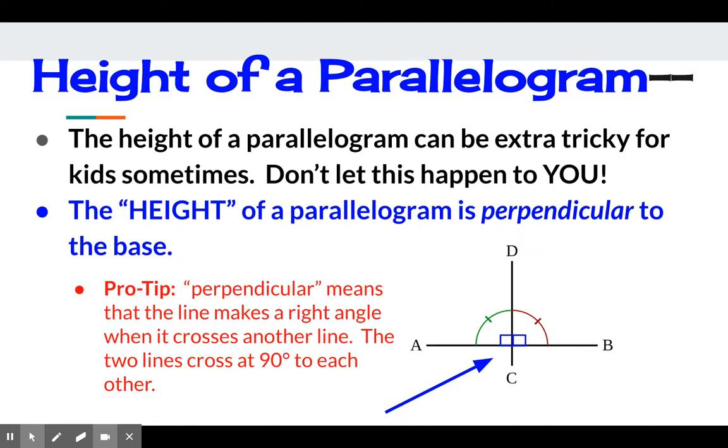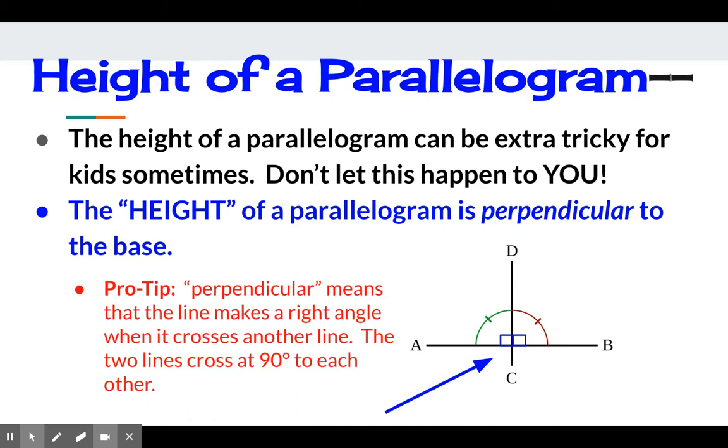All right, the height of a parallelogram. I tell you what, the base of the parallelogram is pretty easy. Most people have no trouble with that one. But the height of the parallelogram can be extra tricky for kids sometimes. Don't let this happen to you.